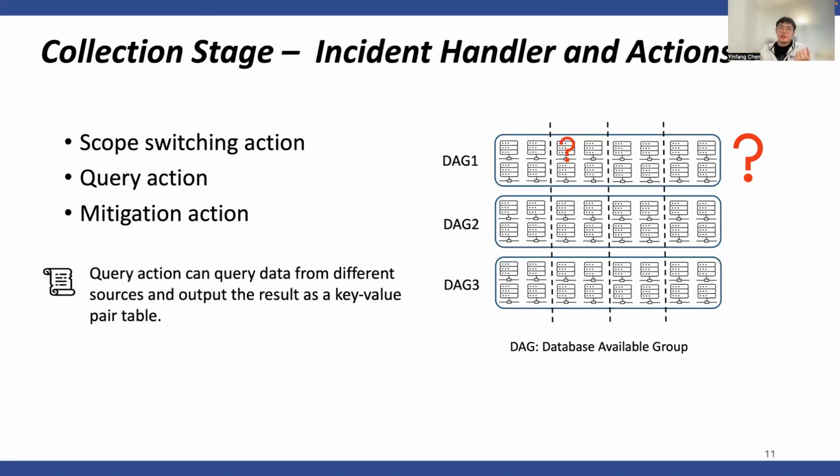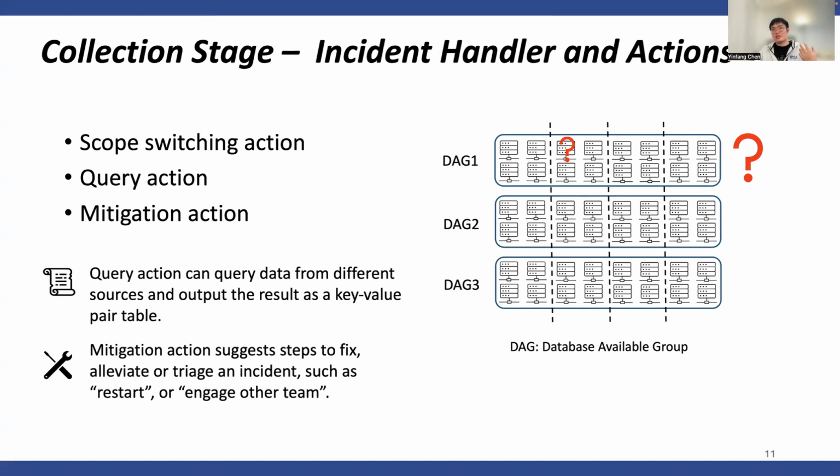And for the query action, it can query data from different sources and output the result as a key-value pair table. So the query action is kind of a collection action. It can be hooked to a specific script, like a PowerShell script, to collect different data from different data sources. And the last one is a mitigation action. The mitigation action is to try to fix the issue or try to do some mitigation steps. So that's the three types of actions our RCA Copilot supports.